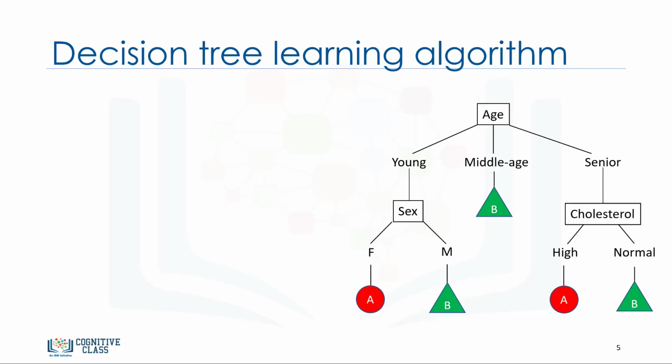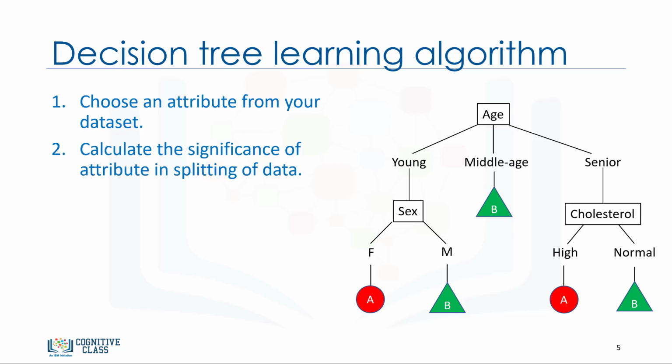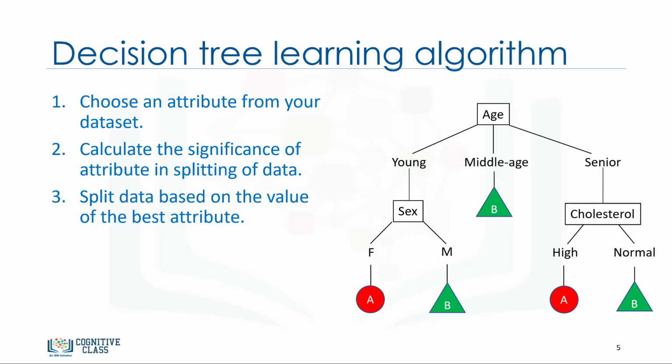Now the question is, how can we build such a decision tree? Here is the way that a decision tree is built. A decision tree can be constructed by considering the attributes one by one. First, choose an attribute from our data set. Calculate the significance of the attribute in the splitting of the data. In the next video, we will explain how to calculate the significance of an attribute to see if it's an effective attribute or not. Next, split the data based on the value of the best attribute. Then, go to each branch and repeat it for the rest of the attributes.